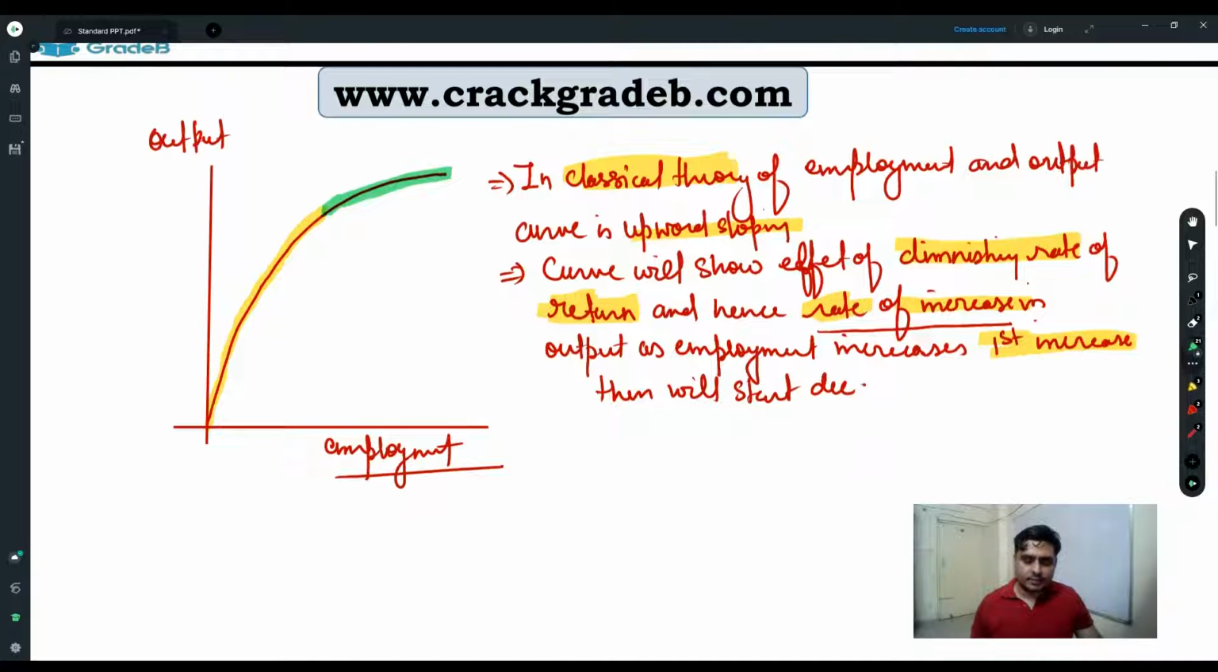This point is clear? Any doubt in this? Venkat, Abhishek, Varad, Yogesh.